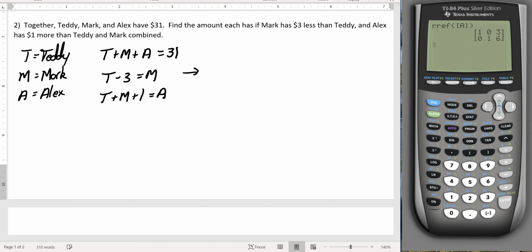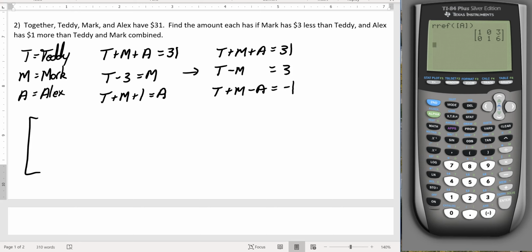So now let's get these in standard form, so to speak. T plus M plus A equals 31. T minus M equals 3, if I subtract M and add 3. And T plus M minus A will equal negative 1. So there's my system. Notice my variables are in order now. That's going to be helpful when I convert it to an augmented matrix. So I have 1, 1, 1, 31, 1, negative 1, 0, 3, and 1, 1, negative 1, negative 1.